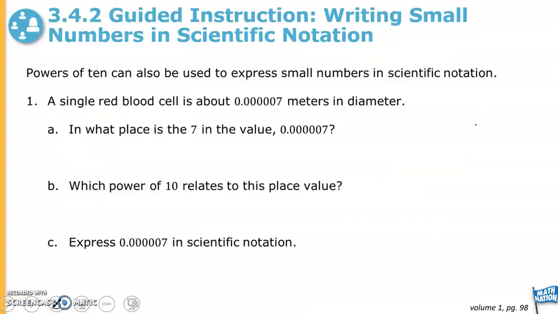Powers of 10 can also be used to express small numbers in scientific notation. Remember, up to this point, we have only talked about very large numbers. A single red blood cell is about 0.000007 meters in diameter. In what place is the 7 in the value? Well, remembering place value, to the left of the decimal is the whole number, and then it goes tenths, hundredths, thousandths, 10,000ths, 100,000ths, and millionths. So that 7 is in the millionths place.